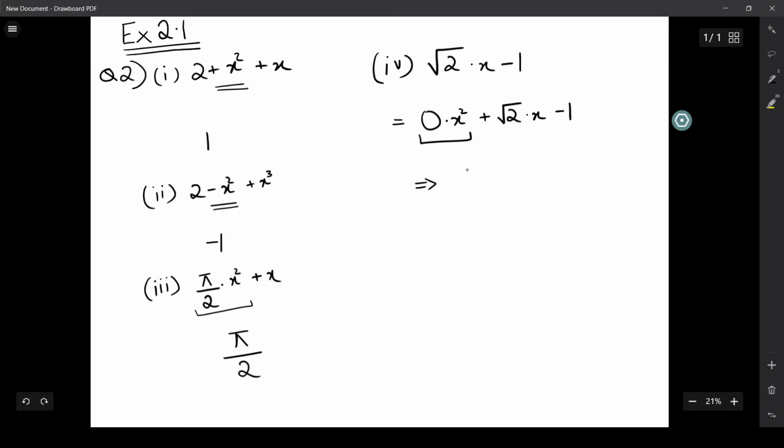This implies that the coefficient of x square in this expression is 0. That brings us to the end of question number 2. Moving to question number 3.